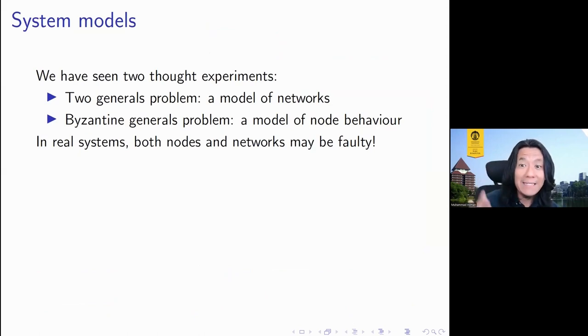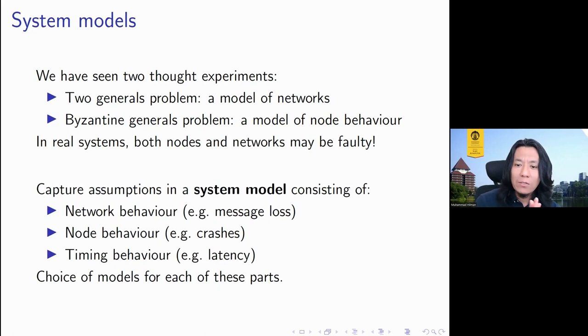Okay, so by this time, we can model computer systems as follows. The two generals problem models the messaging system. So this is a model of networks, of how we should model the network's behavior. But the Byzantine generals problem has one more aspect in it. Instead of only modeling the network's behavior, in this kind of problem there is the probability of a faulty, treacherous or malicious node. So we also model node behavior. And in real life, both nodes and networks may be malicious or faulty at the same time. So the Byzantine generals problem is considered to better represent real distributed systems.